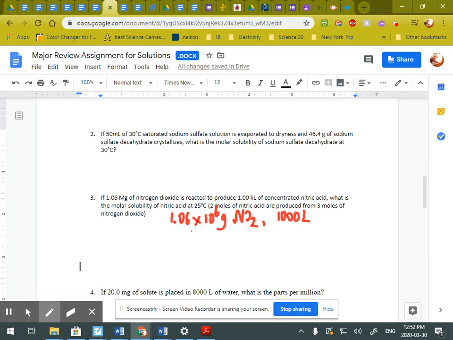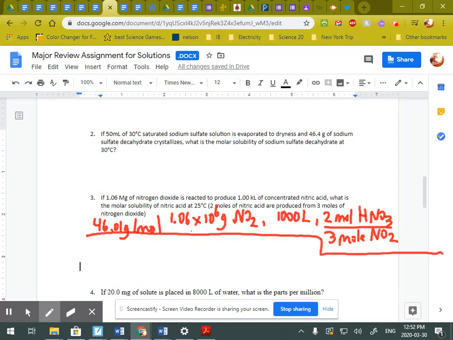We have a ratio of 2 mole nitric acid for every 3 mole of nitrogen dioxide. And what goes with mass? Molar mass. We need the molar mass of nitrogen dioxide. Okay, so we got nitrogen 14.01 and 2 oxygens, which is 46.01 grams per mole total. Now, not to freak everybody out, this question is beyond the difficulty level of what's going to be on the test. But if you wanted to see how it's done, here we go.